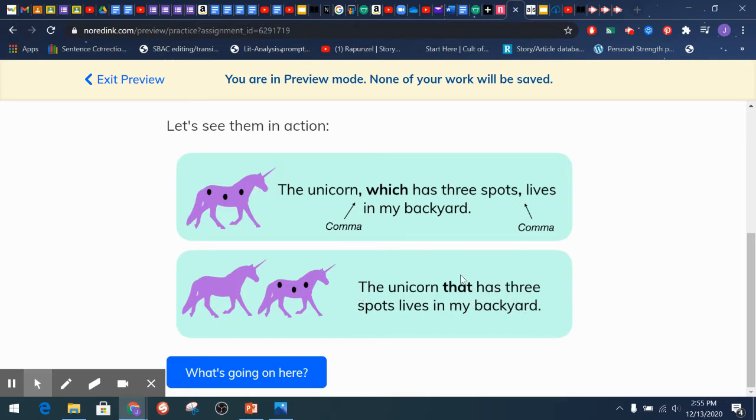Do you see that those are different? And do you see that whenever you use the which, the little phrase that's being used to modify it is separated by a comma on both sides? Because you could say the unicorn lives in my backyard. You don't need this, but it's a phrase that must be separated by a comma. When you use the word that, you do not use a comma.